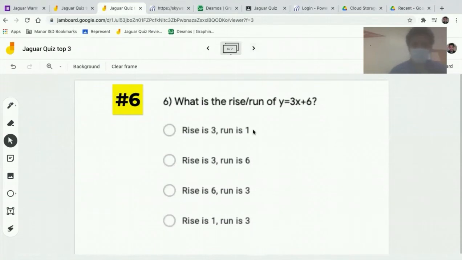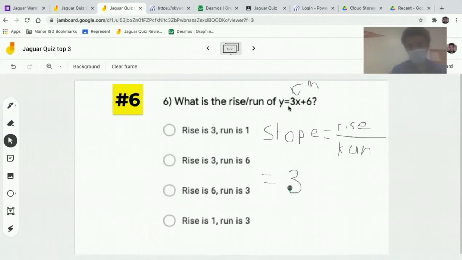Number 6. So this one threw some people off. What is a rise over run of y equals 3x plus 6? So rise over run, as you know, that talks about slope. Slope equals rise over run. So therefore, okay, here we know the slope m is 3, the number in front of x. So the slope is 3. And like I said in class, if you see a whole number as a slope, the rise over run is that number over 1.